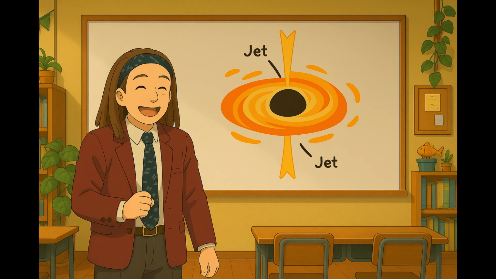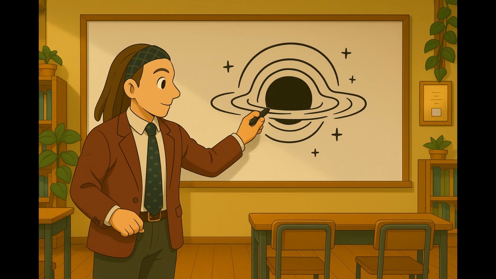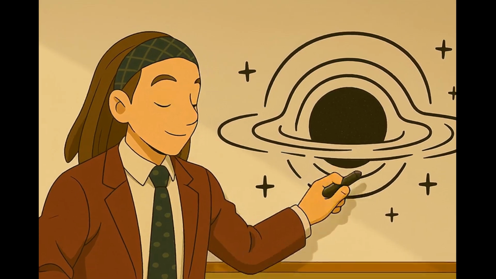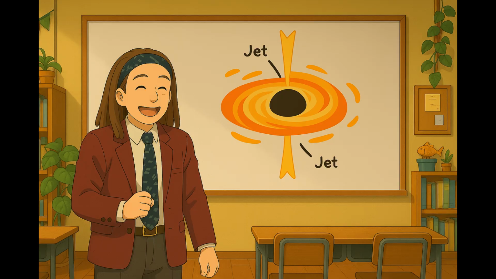Today, we're diving into one of the most fascinating objects in the universe, black holes. Specifically, we'll calculate the radius of the event horizon for a non-rotating, non-charged, or Schwarzschild black hole. This boundary is crucial because it represents the point of no return. Once anything, even light, crosses it, escape is impossible. Understanding this helps us grasp the extreme nature of gravity and the structure of spacetime itself.